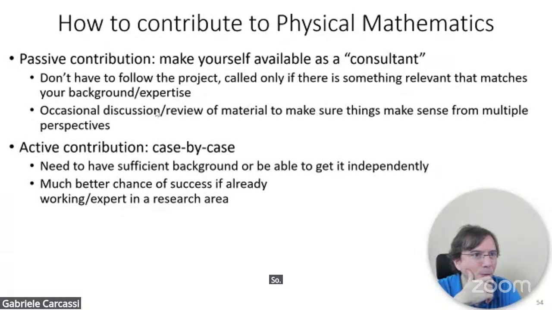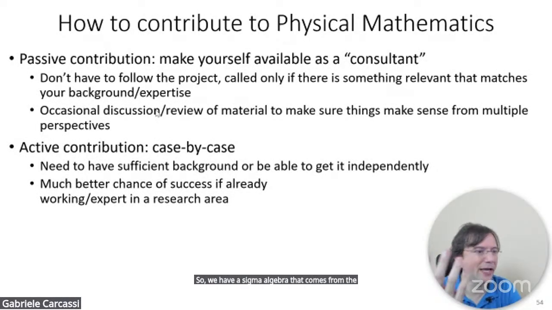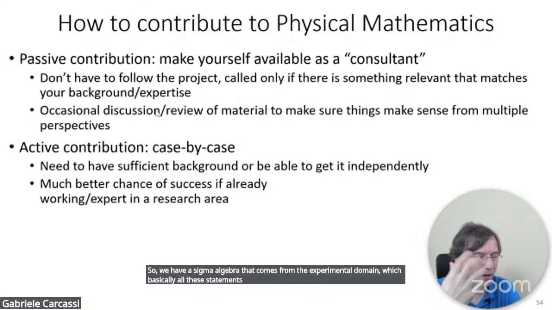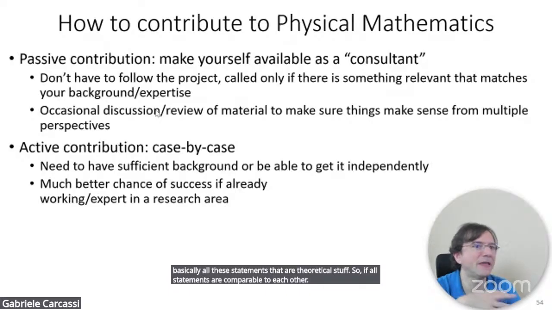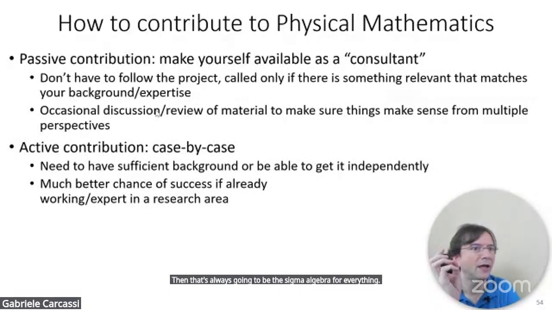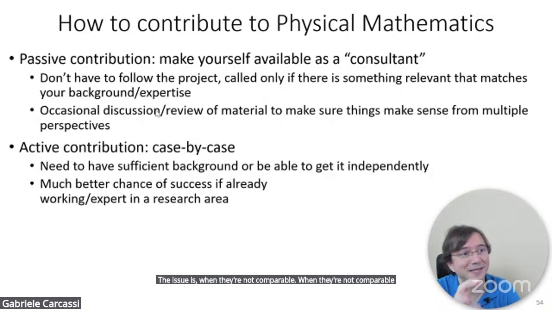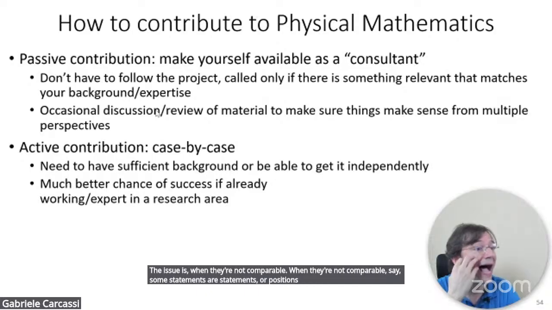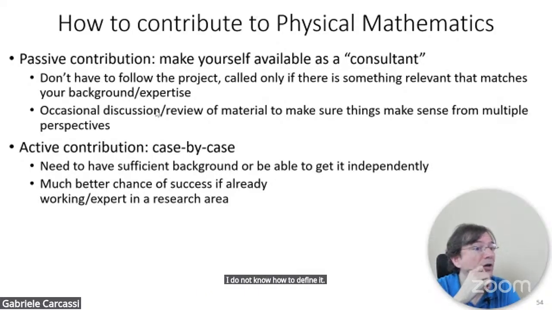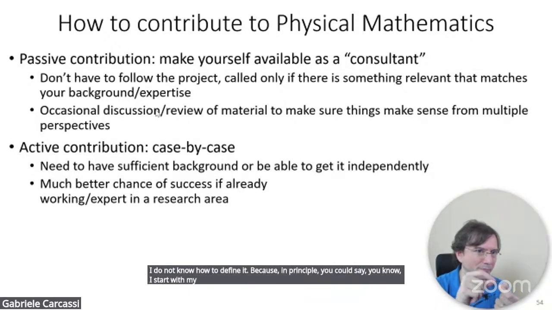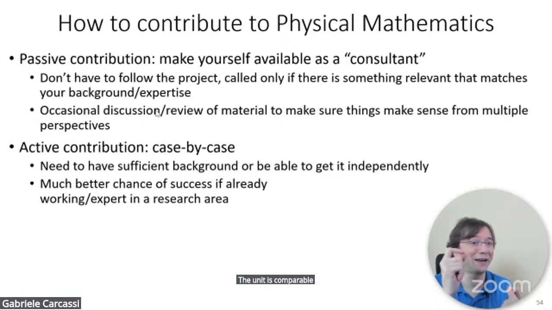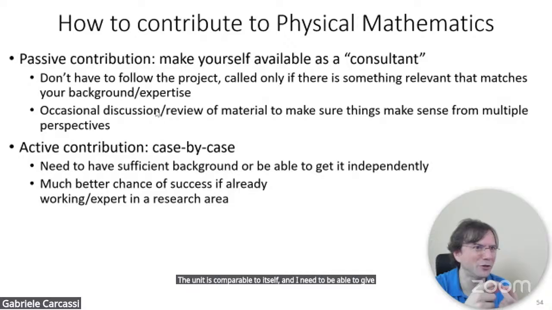So we have a sigma algebra that comes from the experimental domain, which basically are all these statements that are theoretical and so on. If all statements are comparable to each other, then that's always going to be the sigma algebra for everything. The issue is when they're not comparable. When they're not comparable, say some statements are about positions, some about momentum, I do not know how to define it. Because in principle, you could say, I start with the statement that I take as a unit. And of course, the unit is comparable to itself, and I need to be able to give a value for the unit. So I need that.